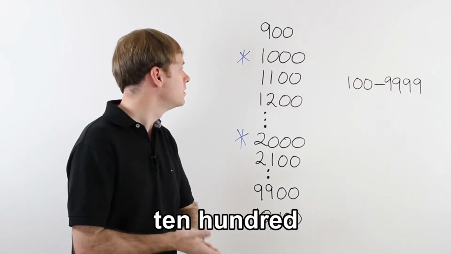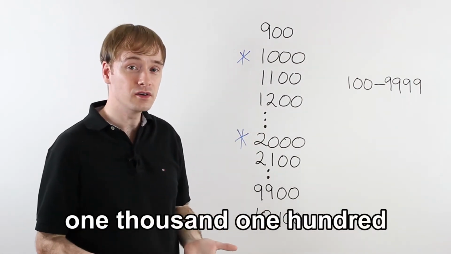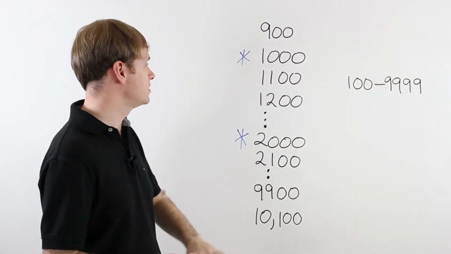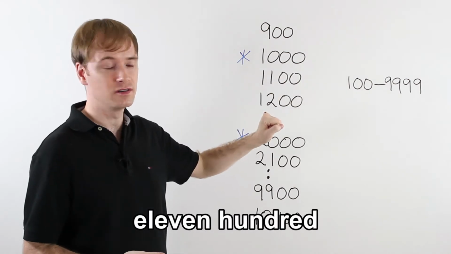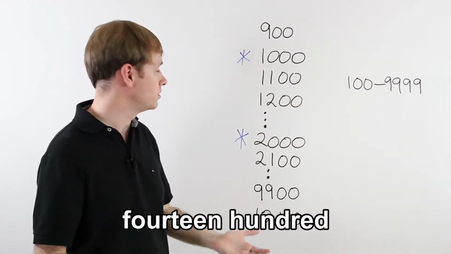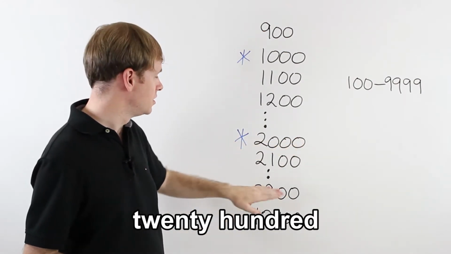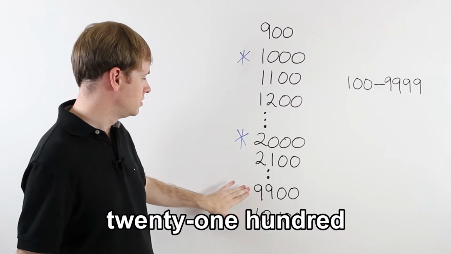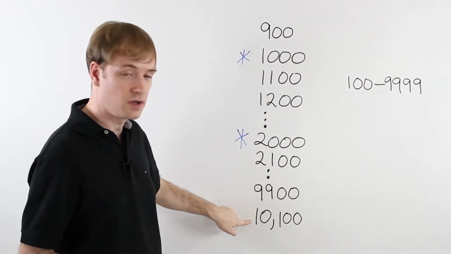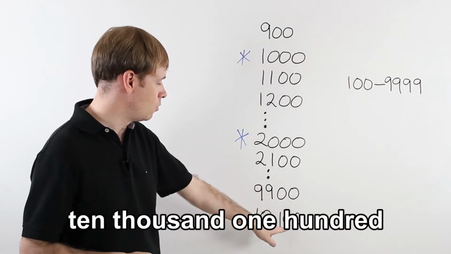Okay, next one, 1,100. That's the best way. But some people will say "eleven hundred," "twelve hundred," "thirteen hundred," "fourteen hundred," 2,000, 2,100, 9,900. Okay, this is only 10,100.